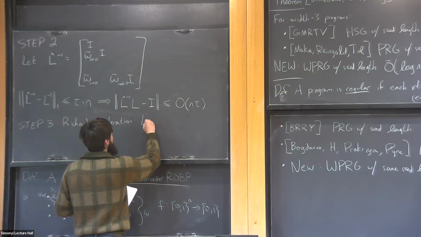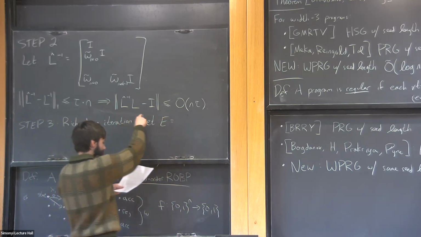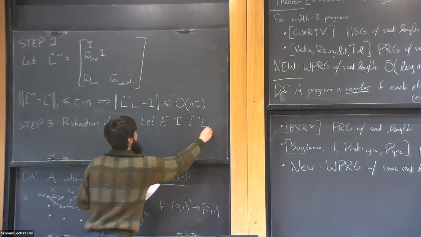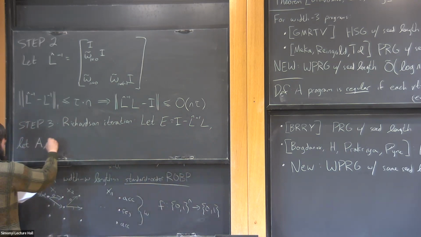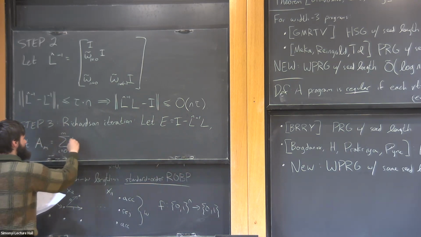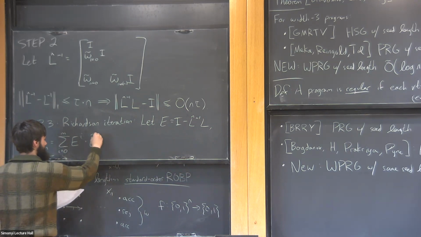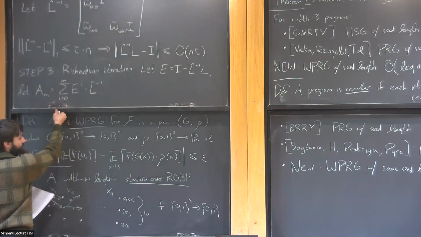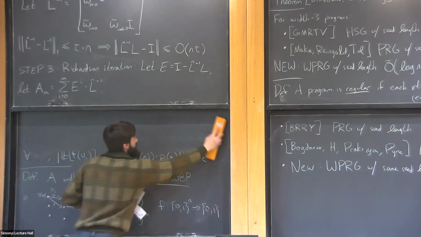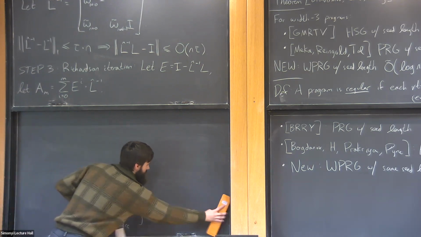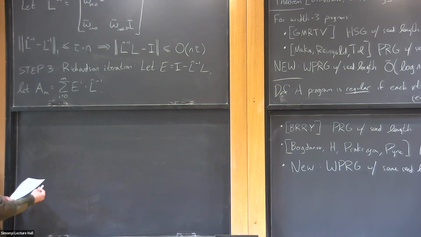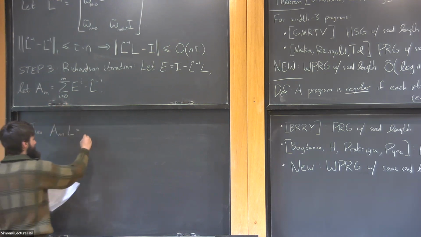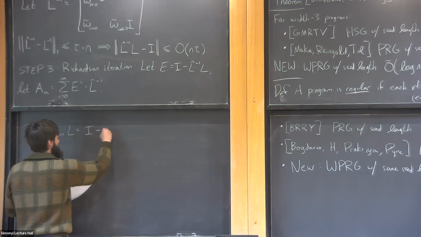So let E be the matrix of errors after multiplying by the Laplacian: identity minus L hat inverse L. And let A sub M be this sum of powers of E times our initial approximation, up to some M. And then something magical happens where after you multiply by the Laplacian, you get this telescoping sum. And so it comes out to the identity minus E to the M plus 1.